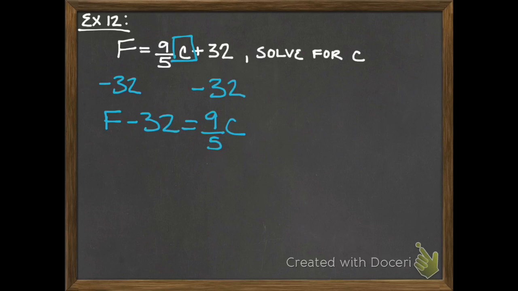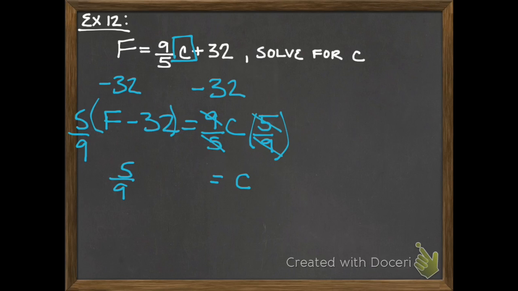There's different ways to kind of get rid of this 9/5. You could take each step, multiply both sides by the 5, then divide both sides by the 9. But I immediately noticed that if I want to multiply by the inverse, I can just multiply both sides by the reciprocal or the inverse of 9/5. So multiply both sides by 5 over 9. So that gives me that divided by 9 and also gives me that multiplying by 5. So I'm left with just C equals 5/9 times F minus 32.